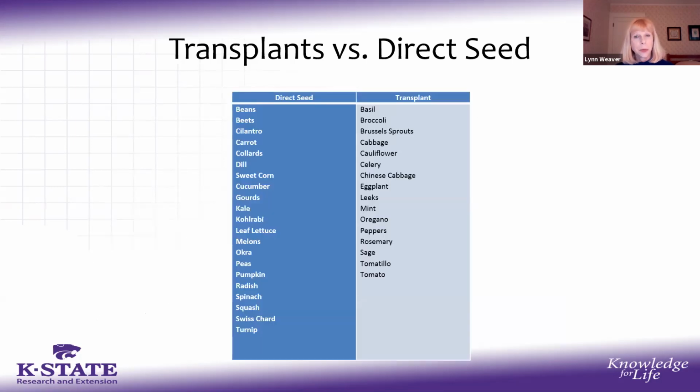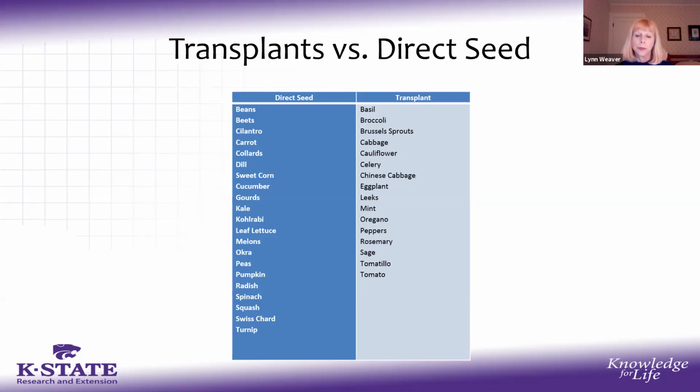Here's a list, if you want to maybe take a picture of this for future reference. What seeds prefer direct seeding right into the garden, and what seeds prefer to be transplanted. So I'm not going to read that whole list, but you can see that beans and carrots, corn, cucumbers, kale, peas, the greens, spinach and chard and so on. You can plant those right in the ground. Things that prefer to be transplanted: basil, broccoli, cauliflower, peppers and tomatoes.